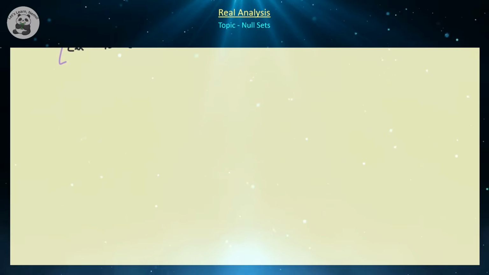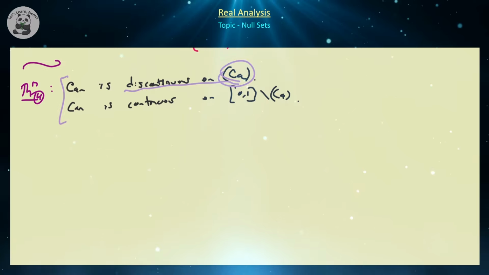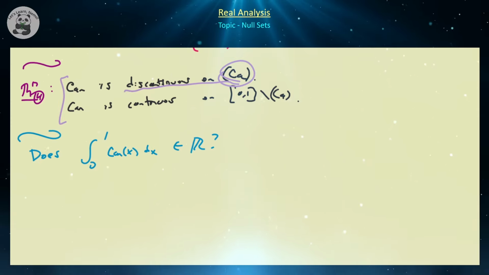Okay? So our next question becomes: is the Cantor function Riemann integrable on [0, 1]? In particular, does the Riemann integral from 0 to 1 of the Cantor function of x dx really exist in R? So think about it for a moment, pause the video if you need to, but the answer to this question is yes. And why is that the case? Why is the Cantor function Riemann integrable on [0, 1]?